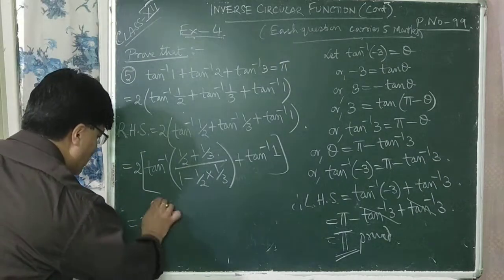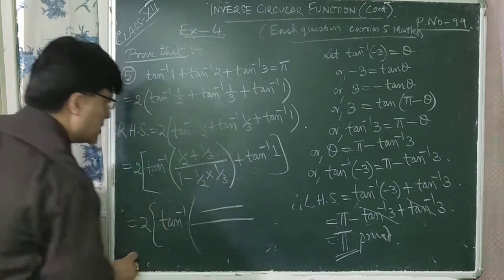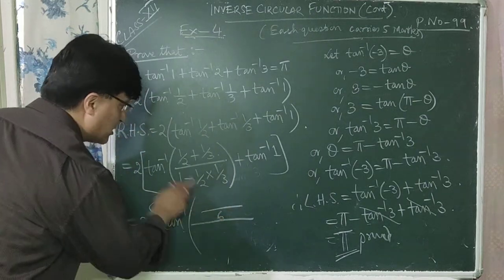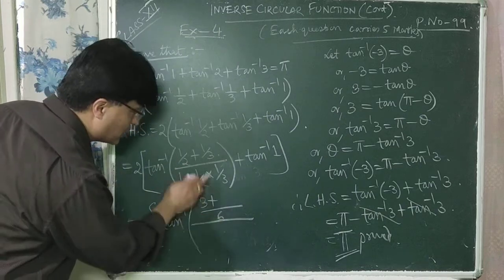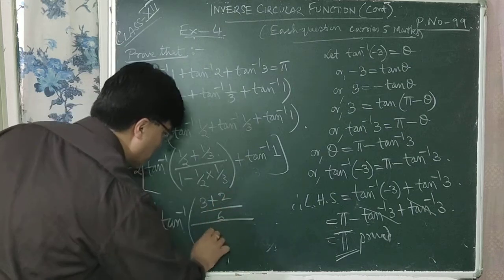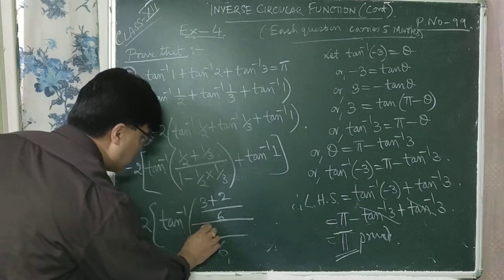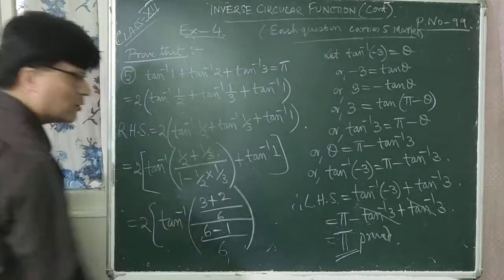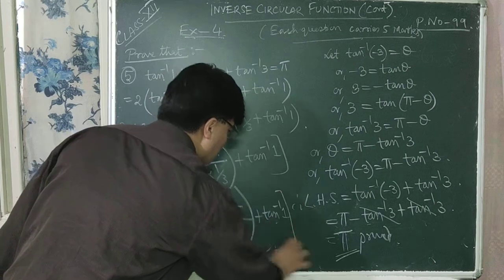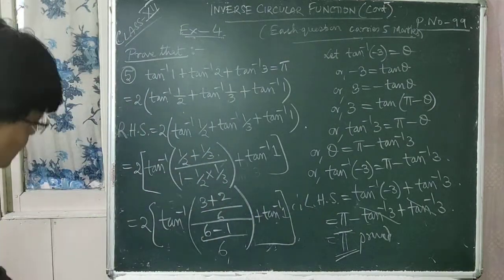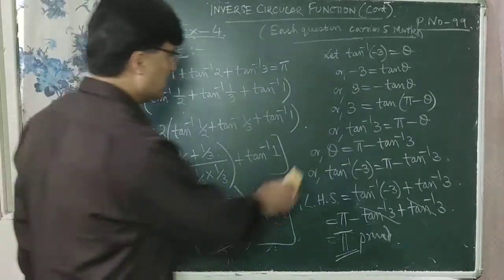So it's equal to 2 within bracket, tan inverse within bracket, what's the LCM in the numerator? It is 6. 6 divided by 2 is 3, 3 ones are 3, plus again 6 divided by 3 is 2, 2 ones are 2. Whole divided by 6. 3 twos are 6, isn't it? So 6 ones are 6 minus 1. Bracket closed. Then you have to write down tan inverse 1. Okay? So here you can cancel this 6. It is just simplified, right?